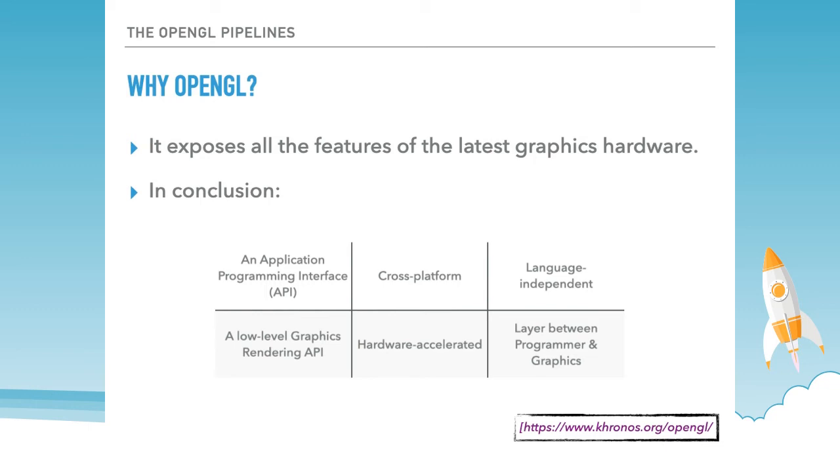So in conclusion, it is an application programming interface, or in other words an API, a low-level graphics rendering API, cross-platform, hardware accelerated, language independent, and it is also a layer between the programmer and the graphics hardware.